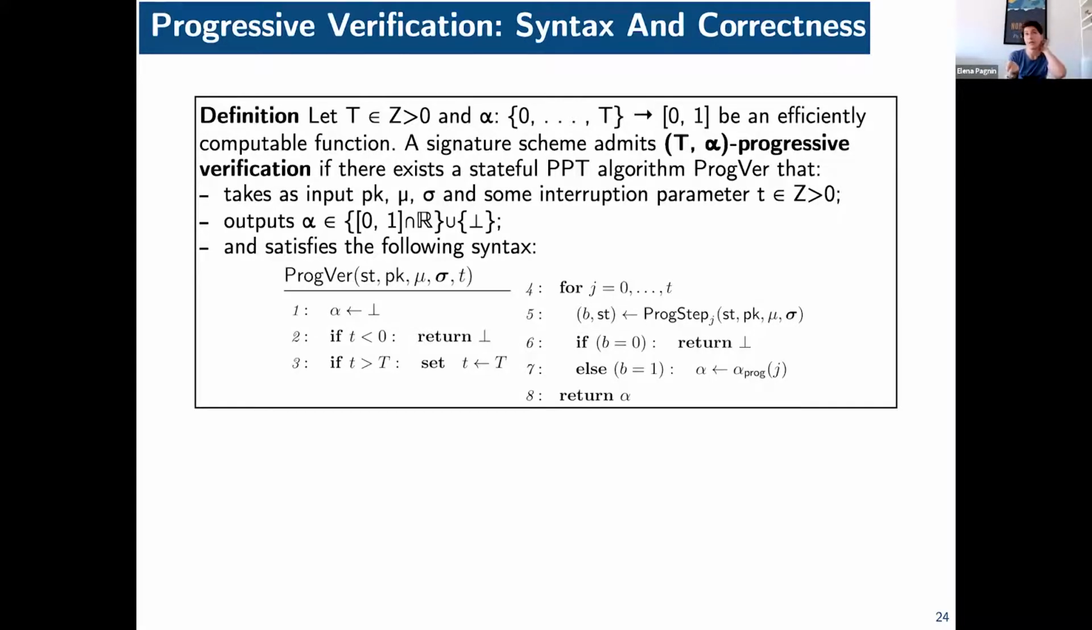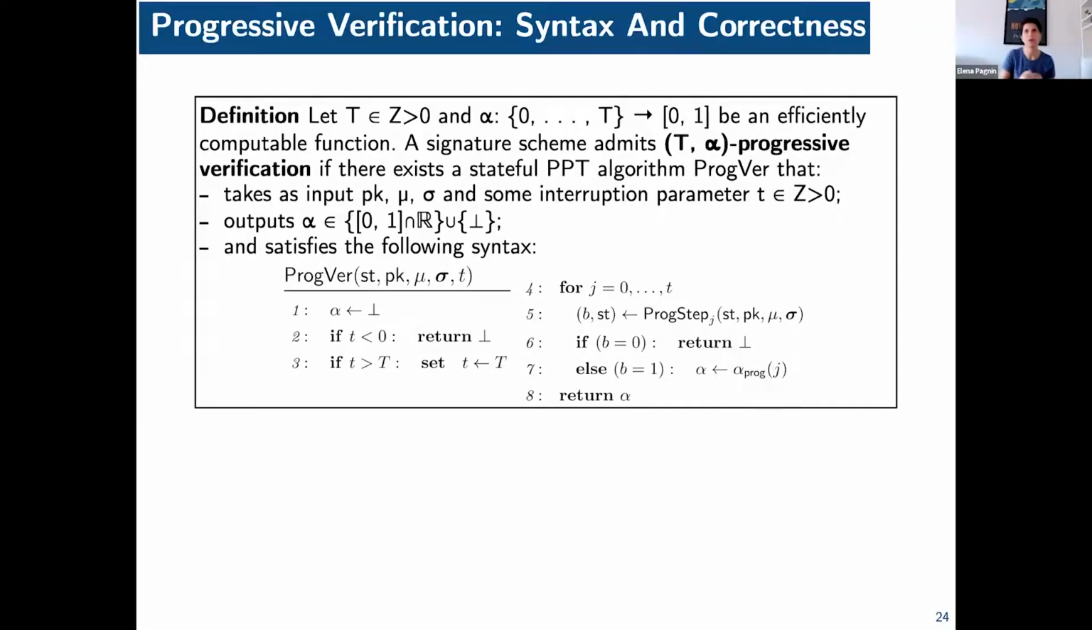And we define T alpha progressive verification to be a stateful probabilistic polynomial time algorithm that has the syntax at the bottom of this frame. So essentially, at the beginning, my confidence is nothing. And of course, if you ask me to do t steps where t is less than 0, I will still say nothing. If you ask me to do t steps where small t is bigger than the number of steps I have, I will set it to my biggest number of steps.